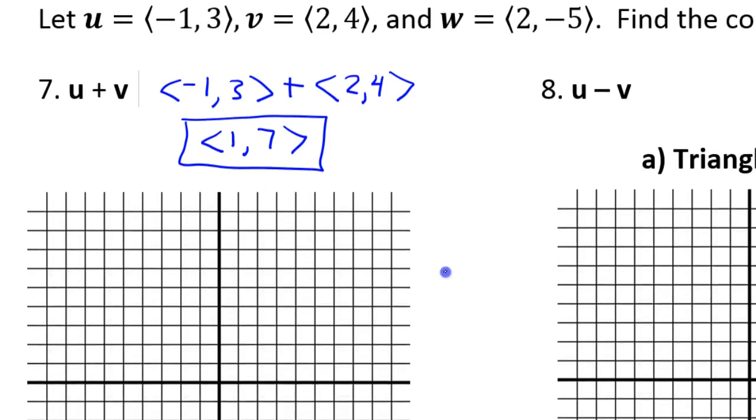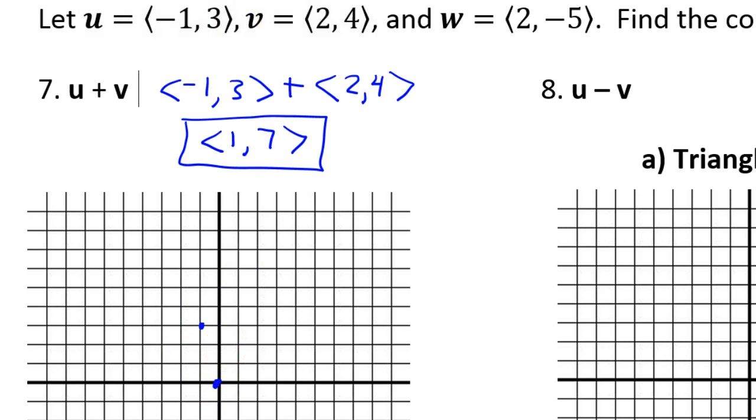Now, let's look at that graphically. So vector u was the vector -1, 3. I'm going to start off vector u from the origin. I really could start anywhere. You don't have to put a vector at the origin, but I'll start at the origin because why not? So if I start at the origin with vector u, so -1, 3, that means my horizontal component is -1, so left 1, and my vertical component is 3, so up 3.